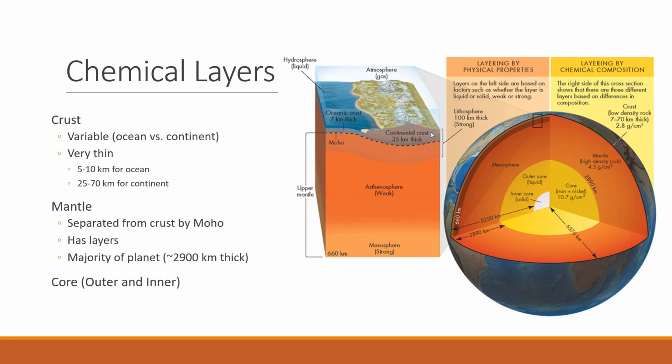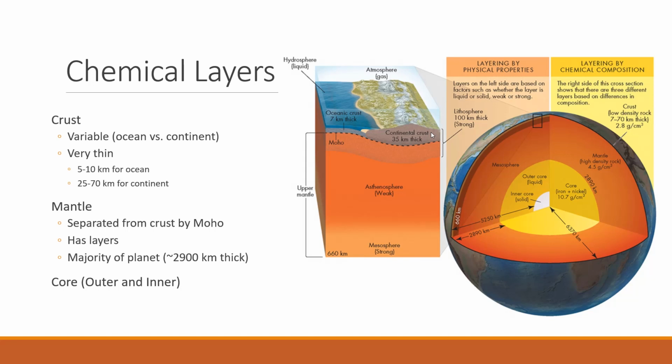Then we have the mantle. The mantle is by far the most voluminous layer of the planet. It is separated from the crust by the MOHO, which is an abbreviation for the Mohorovičić discontinuity. This is where we go from crust to mantle. The mantle has layers as well. Most of those layers are physical layers. That has the same chemistry but has different properties. Again, it's the majority of the planet. It's about 2,900 kilometers thick.